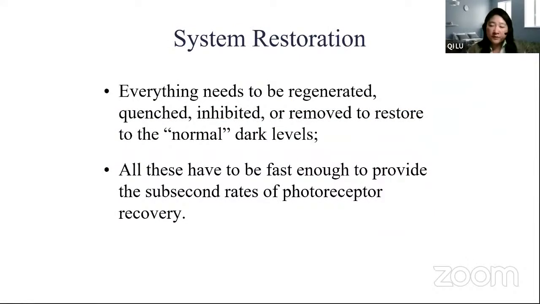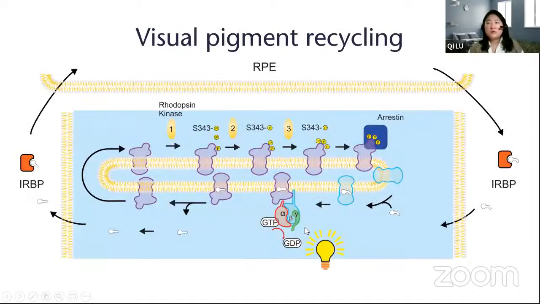All these have to be fast enough to provide the subsequent rate of photoreceptor recovery. So the time scale for the photoreceptor activation is seconds, and recovery is seconds. We remember that when we go from a dark room to bright daylight, I think we need about a minute to adapt to the light change. For the single photoreceptor restoration, it takes seconds.